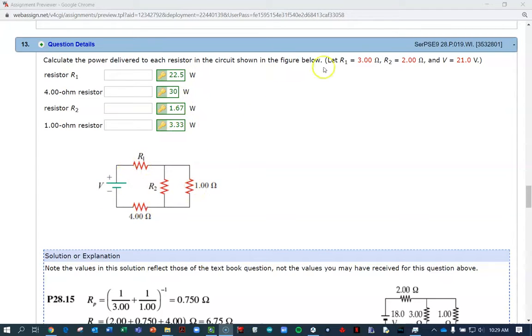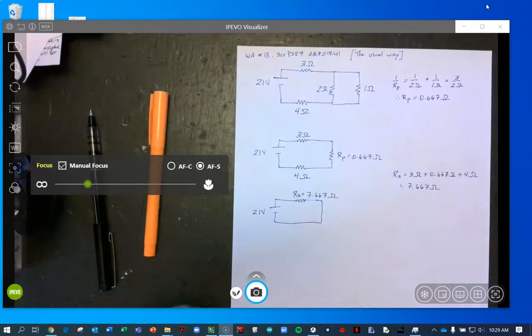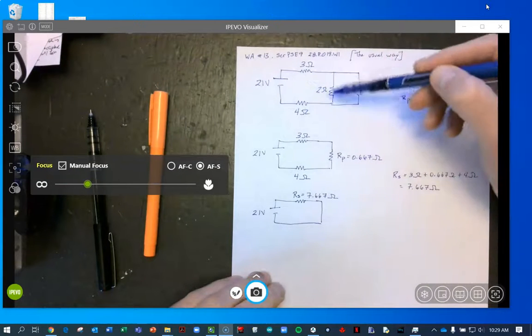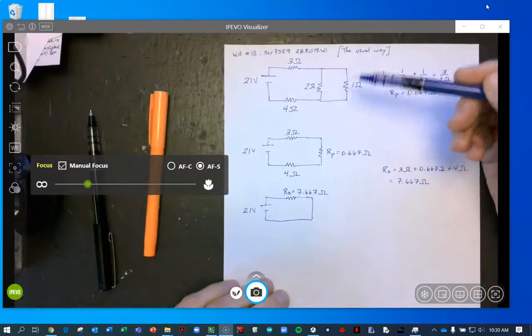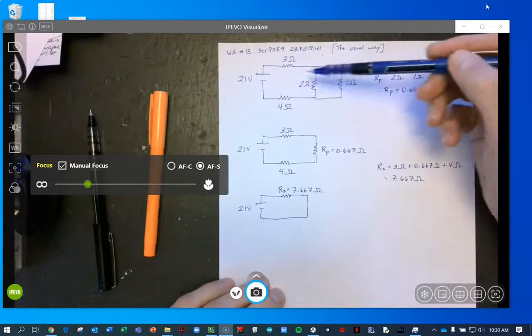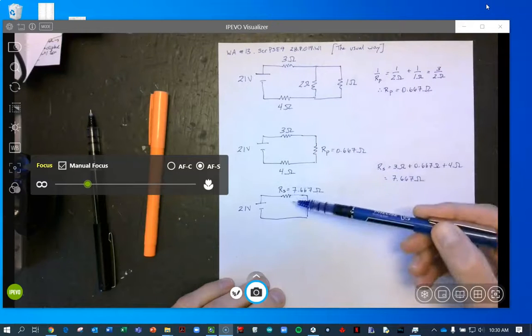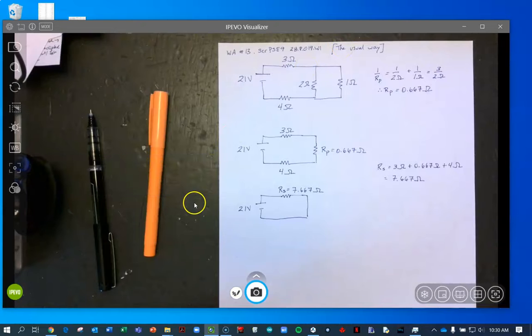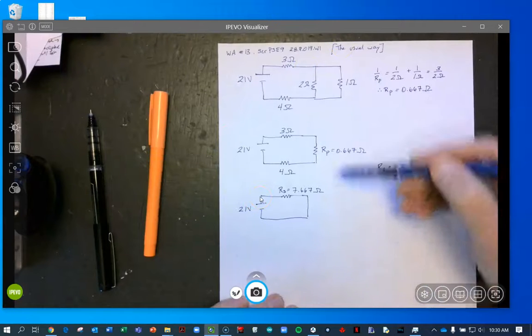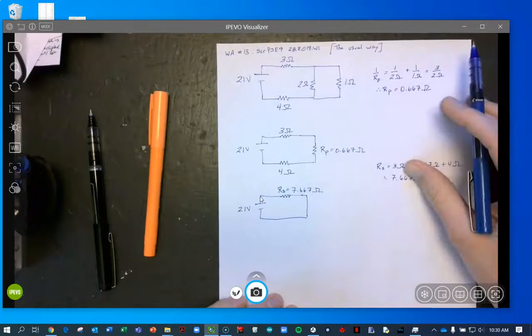For my problem, R1 here is 3 ohms, R2 is 2 ohms, and the voltage in the battery is 21 volts as shown here. I've got that redrawn here exactly as what was shown in the book. In the traditional way, we will reduce this down to an equivalent resistance, 1 resistor, and we will then backtrack to figure out what the voltages and currents are.